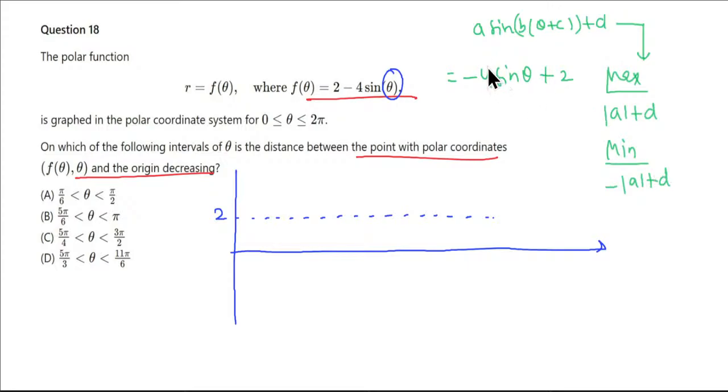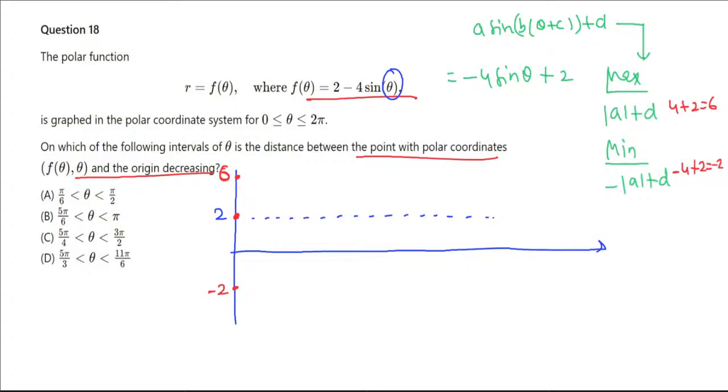So in this case, the absolute value of A is going to be 4. 4 plus 2 is going to be the maximum, which is 6. There you go. And the minimum value will be negative 4 plus 2, which is negative 2. So negative 2 is right here. And there are other ways to find maximum and minimum as well. This is not the only way, by the way. Okay, there's no horizontal shift, so that's good for us. So it definitely starts from here, but be careful.